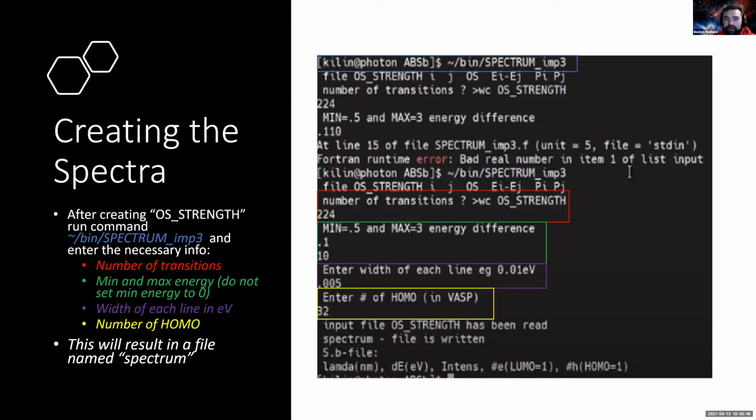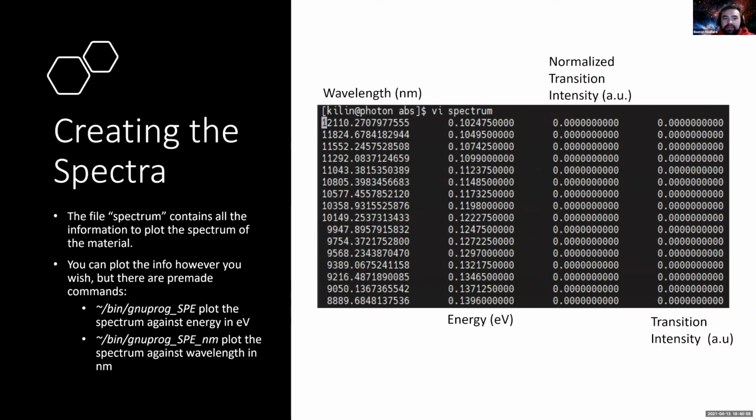You're going to want to set the width of each line, and that's in electron volts, and then you're going to want to set the number of the HOMO in the file. This will result in a file called spectrum, and the file spectrum contains all the necessary information that you're going to need to plot your spectrum. From this, you can use whatever plotting tool you want. You could plot this in Excel or something else if you have it.